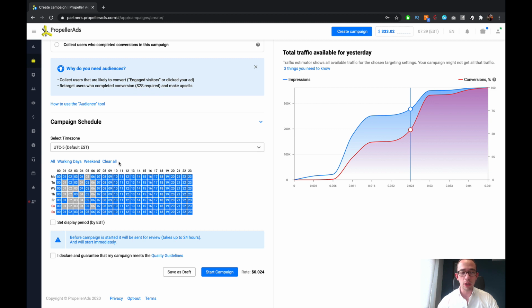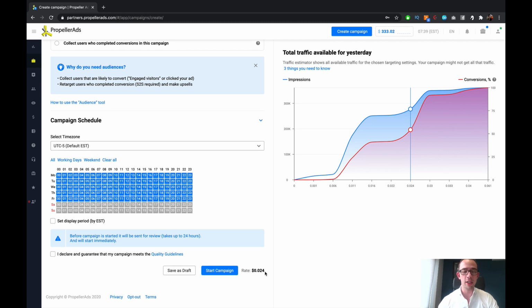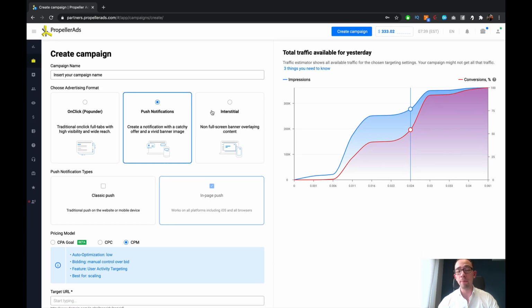But you could do all working days, only weekends, all days, no days, right? But let's do business days, right? So here you have all the options, and then you can start a campaign. This is the rate you're going to pay. CPM, you have to click this little button, and those are all the push settings for PropellerAds if you run affiliate campaigns. This is how I do it.